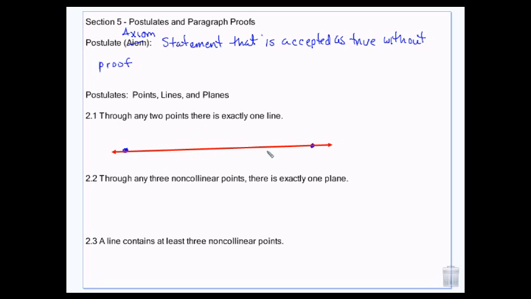So can there be any other line that goes through these 2 points? No, there's only going to be one line that goes through these 2 points. Any other line I draw is not going to hit both points.